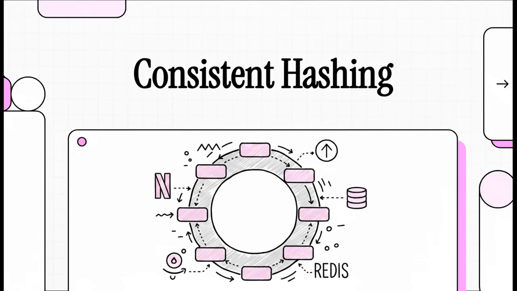All right, let's talk about one of the most important, kind of secret weapon algorithms that powers the internet you use every day: consistent hashing. It's the invisible magic that lets massive systems like Netflix, Amazon, and Redis get bigger and bigger without just falling apart. So let's get into it.